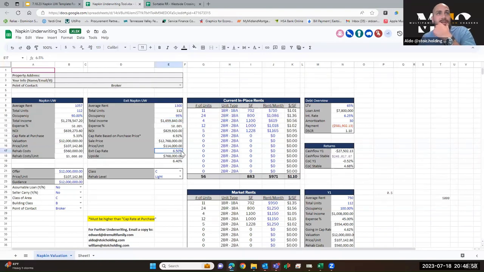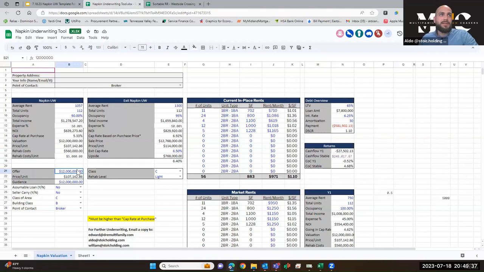yeah, great question. Exit cap, I think 6.50 was great for this. It was the Atlanta metro area, and 6.50 for a C-class in Atlanta, I think, is pretty good. I think the current cap rate was around 6. And so we were hoping to hold for 5 years, increasing 0.1% per year on the cap rate, calculating the exit cap rate. So with those little factors involved, we were seeing a potential upside of 768 at 12 million, right?